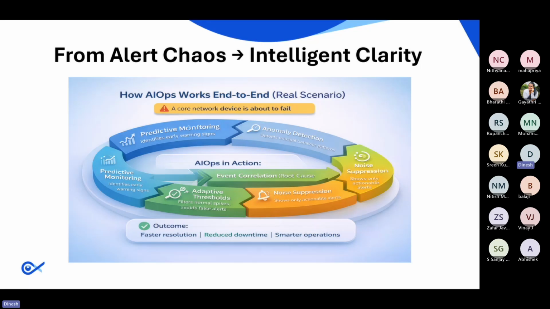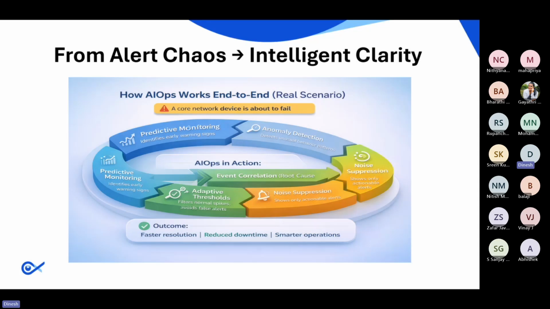First, taking the first feature, predictive monitoring identifies the early warning signs. Then the anomaly detection catches the unusual behavior even before the thresholds are crossed. Whereas the adaptive thresholds ensure we do not get unnecessary alerts for the expected patterns.